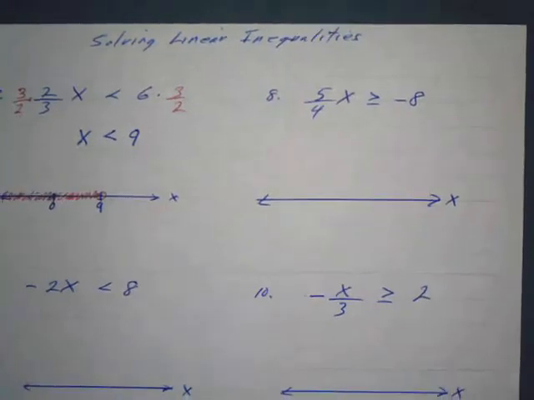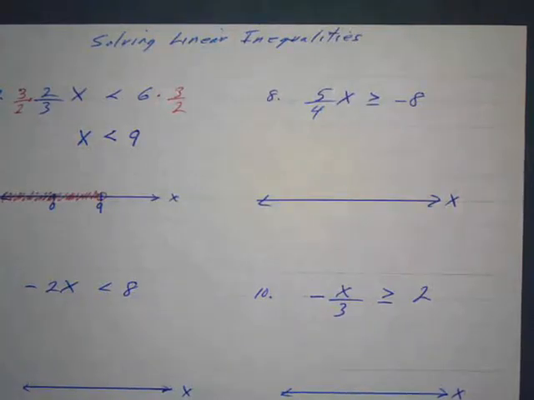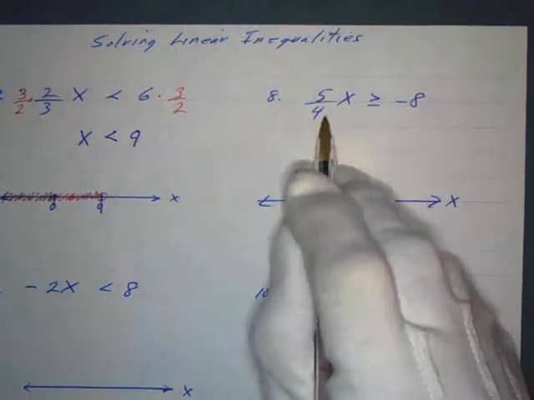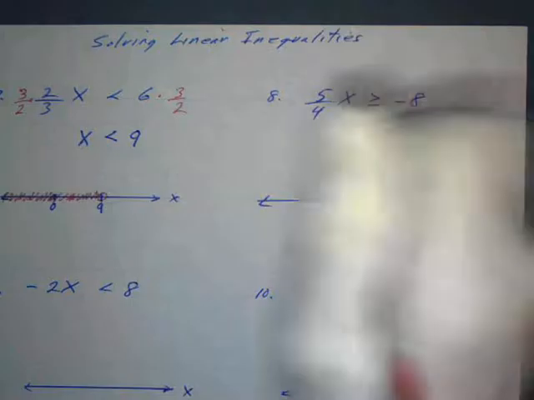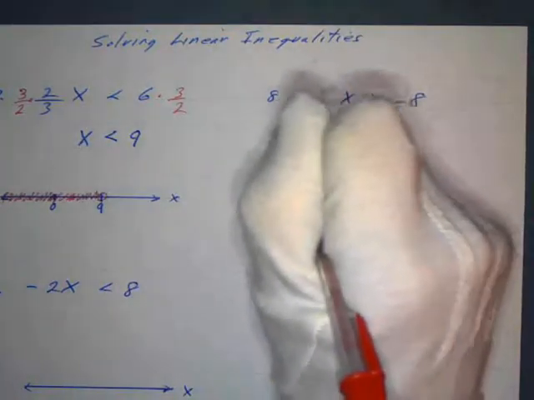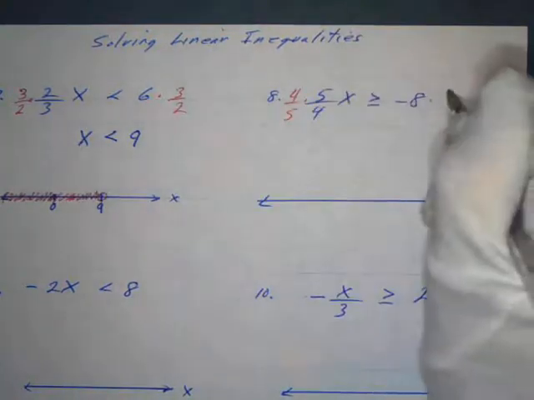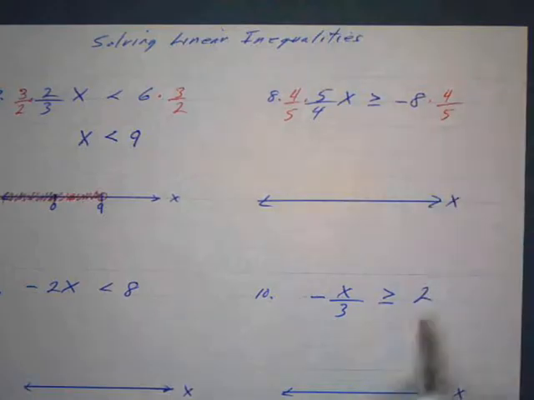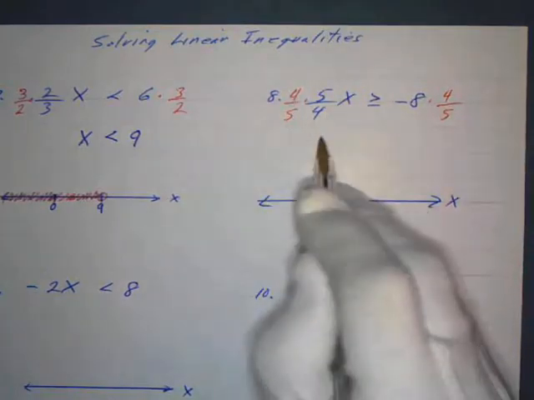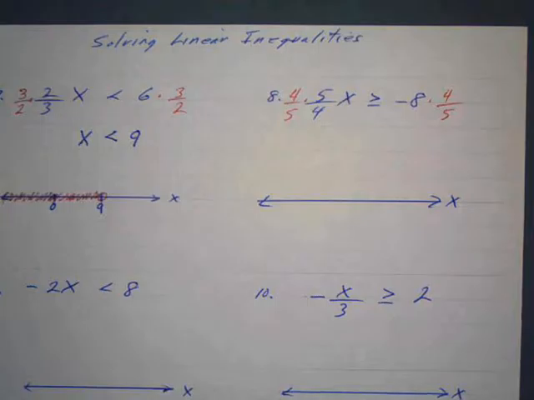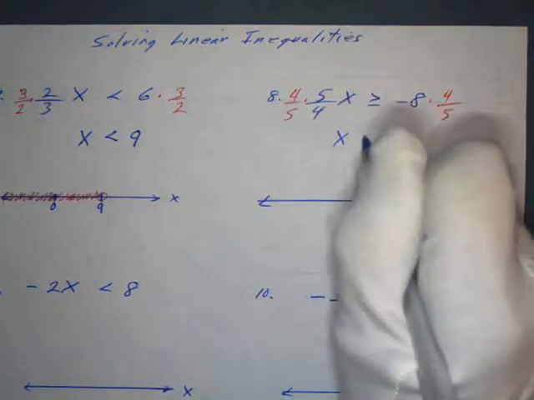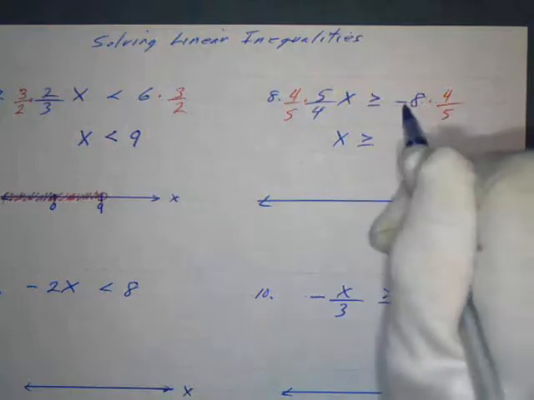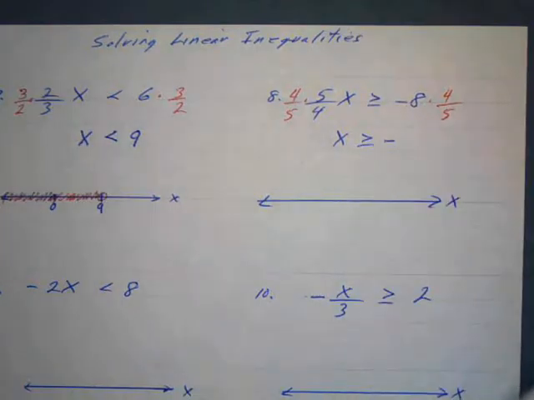Okay, over here, 5/4 x. So I want to solve for x. I'll just use the reciprocal. I'll multiply both sides by 4 over 5. So 4 over 5 times 5 over 4, those are reciprocals, so that just becomes 1. So I have x on the left. Since I'm multiplying by a positive number, I don't have to change the direction of the inequality.